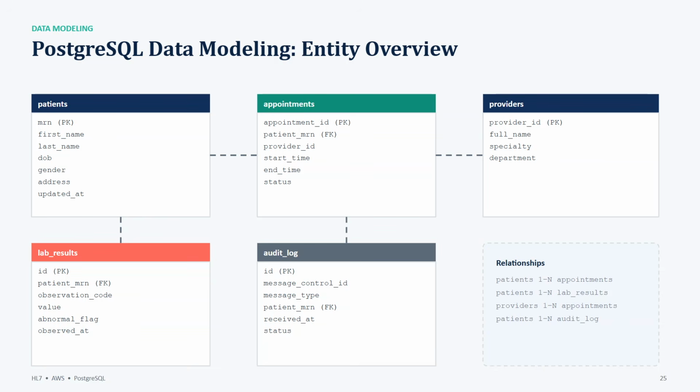Here is the data model that ties everything together. Patients sit at the center. The MRN is the key that appointments, lab results, and the audit log all reference back to. Providers is its own small lookup table, and the audit log is deliberately separate from the clinical tables. It tracks every message we have ever received by control ID, independent of whether that message succeeded or failed. That separation matters a lot once we get to the HIPAA auditing slide.